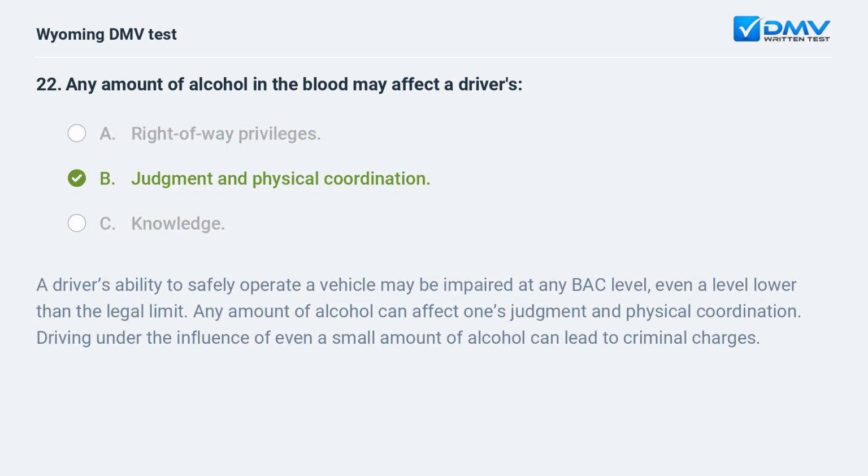B. Judgment and physical coordination. A driver's ability to safely operate a vehicle may be impaired at any BAC level, even a level lower than the legal limit. Any amount of alcohol can affect one's judgment and physical coordination. Driving under the influence of even a small amount of alcohol can lead to criminal charges.